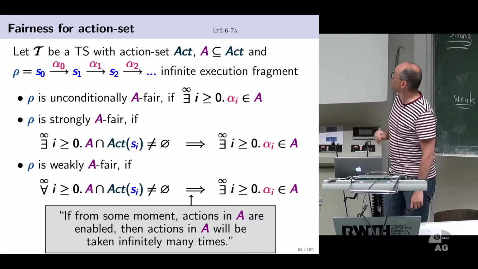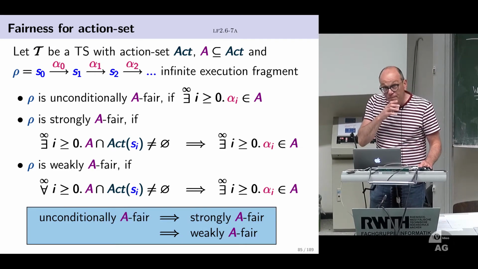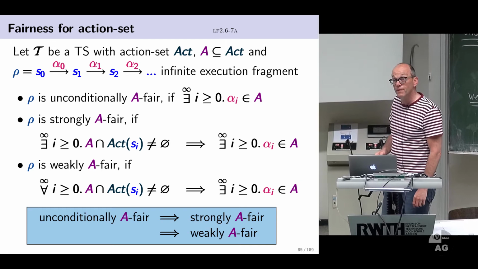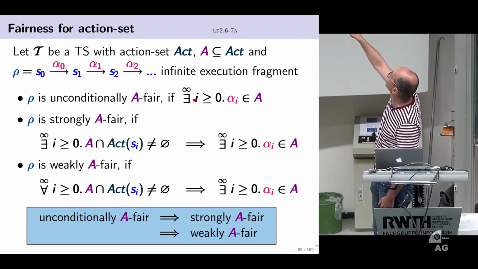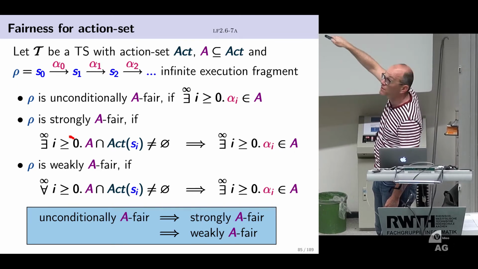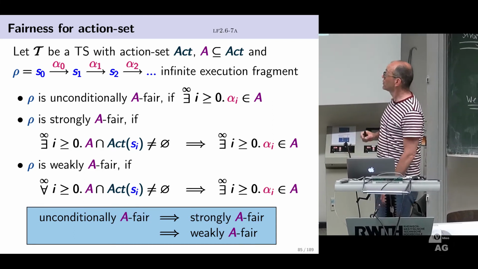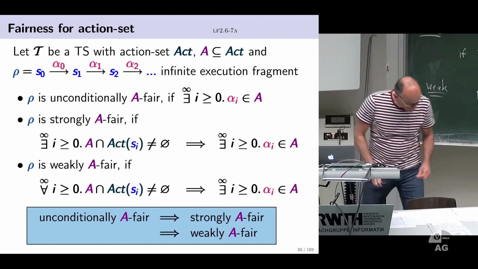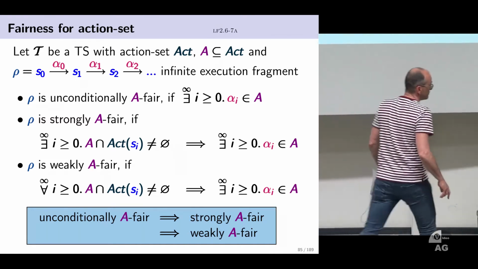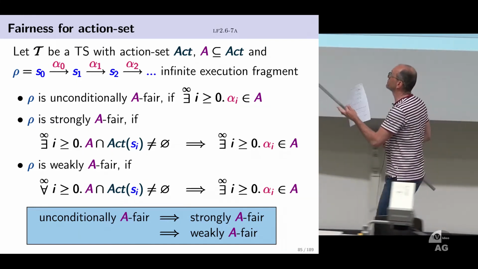So if from some moment on actions in A are enabled, then actions in A will be taken infinitely many times. Good. I hope it's clear that unconditional fair means only so strongly fair. The easiest way to see this is that right here true implies this formula. Then it's clear that this implies this premise and this implies that. So unconditional fair implies strong fair implies weakly fair. One way to view this is the following diagram. It's just written down as a Venn diagram, the same as what is written down here, but maybe it's useful.